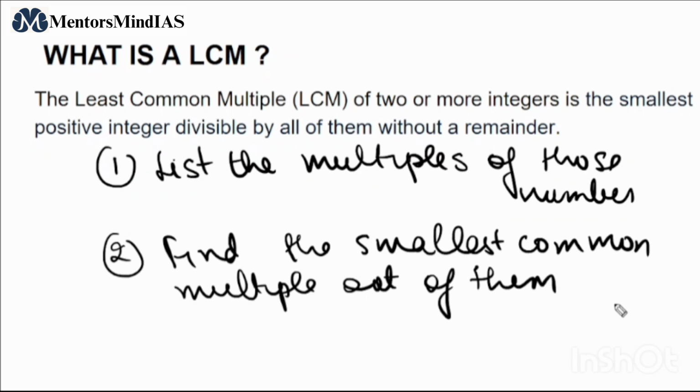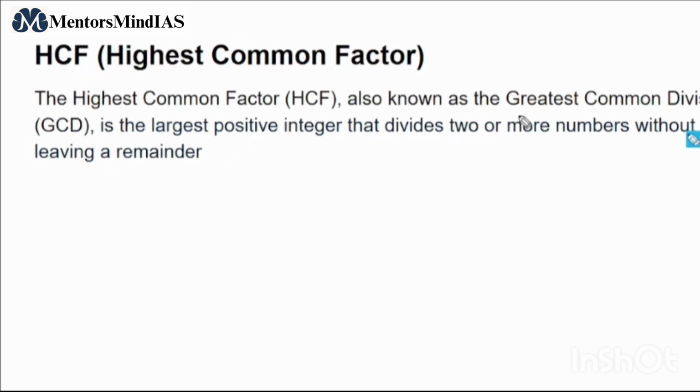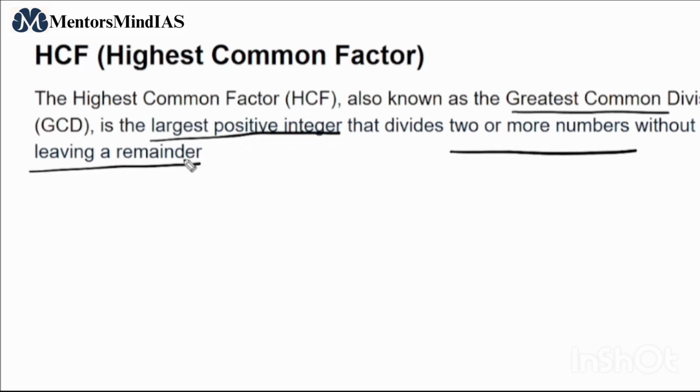There is also one more term that is usually confused with LCM, that is HCF. It is very different from it. I am going to explain that next. HCF, which is also known as the greatest common divisor, is the largest positive integer that divides those two or more numbers without leaving a remainder. That is, it is basically the factor of those numbers.